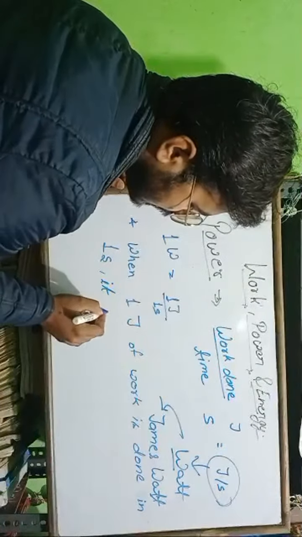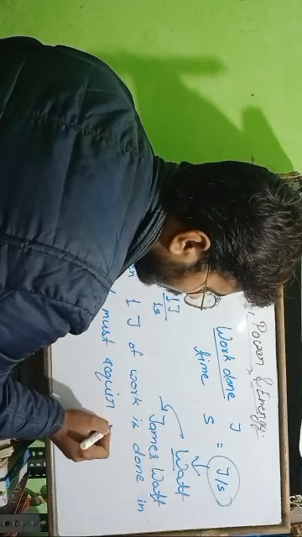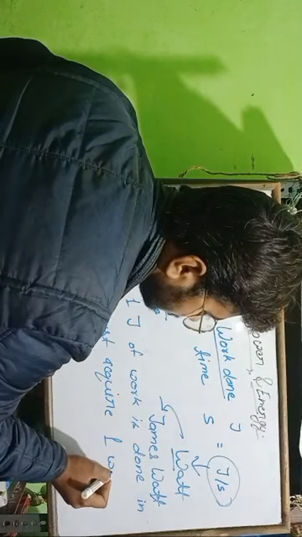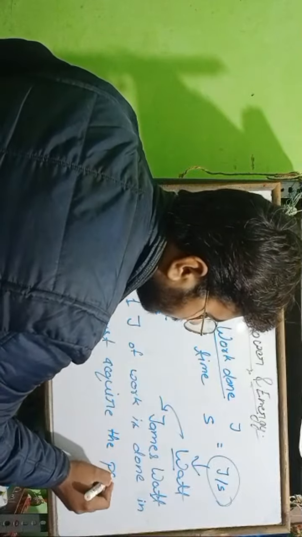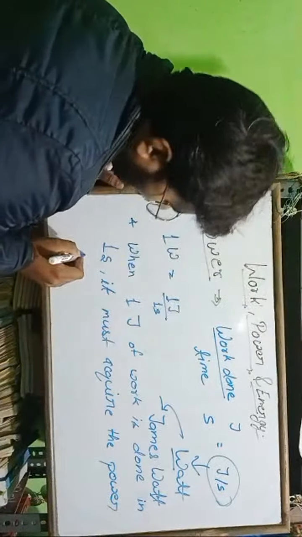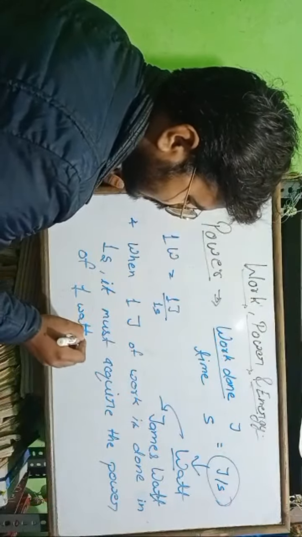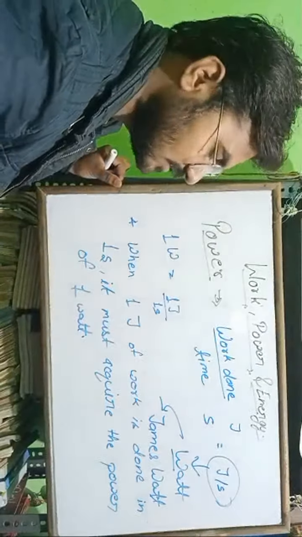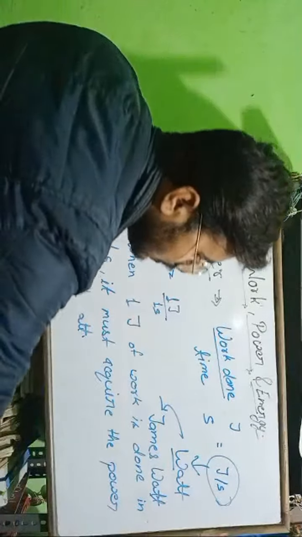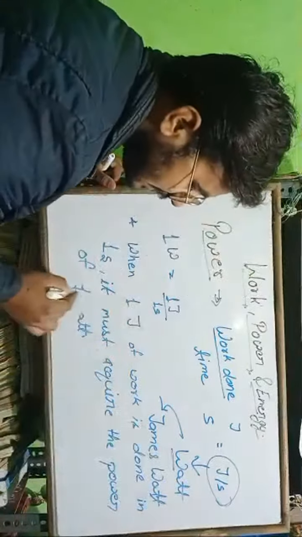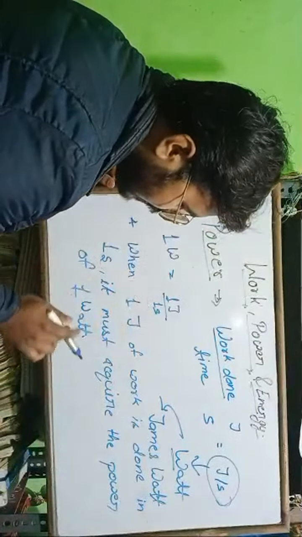it must acquire the power of 1 watt. Okay? Is it correct? Everyone will say it is correct. Fools. Here it is wrong. I've already told you that it is the name of a scientist, so its initial will always be capital. Okay? So that is 1 Watt.